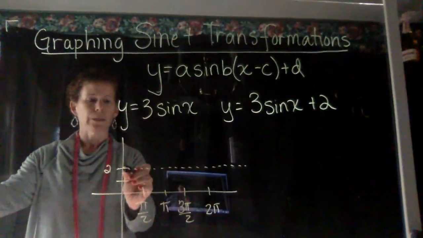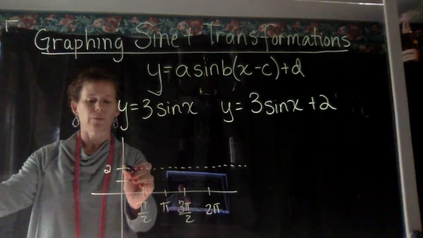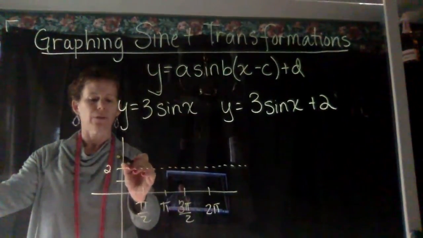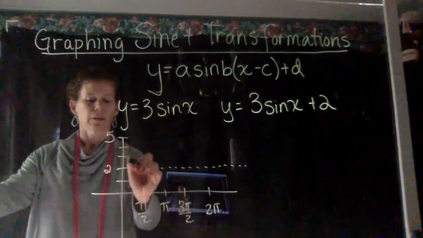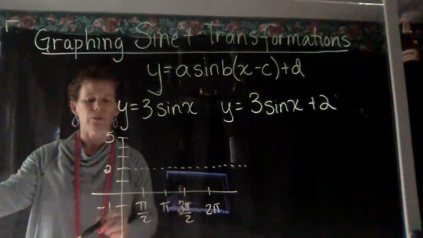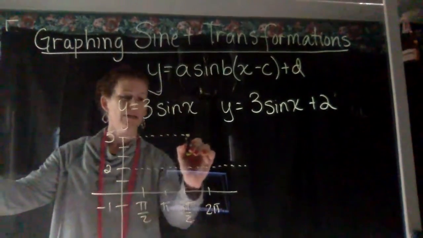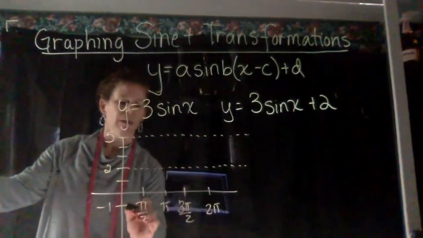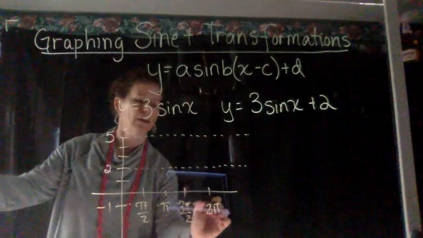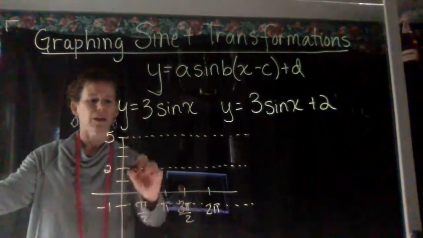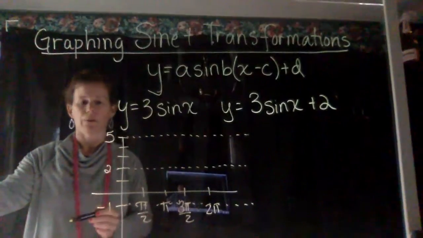Now with my new middle at 2 and an amplitude of 3, that puts me up at 5. It also puts me down at -1. So my graph is going to be in between there. I would suggest also dotting those in so that your max and min can be all even and you wouldn't have changing bumps along the way.